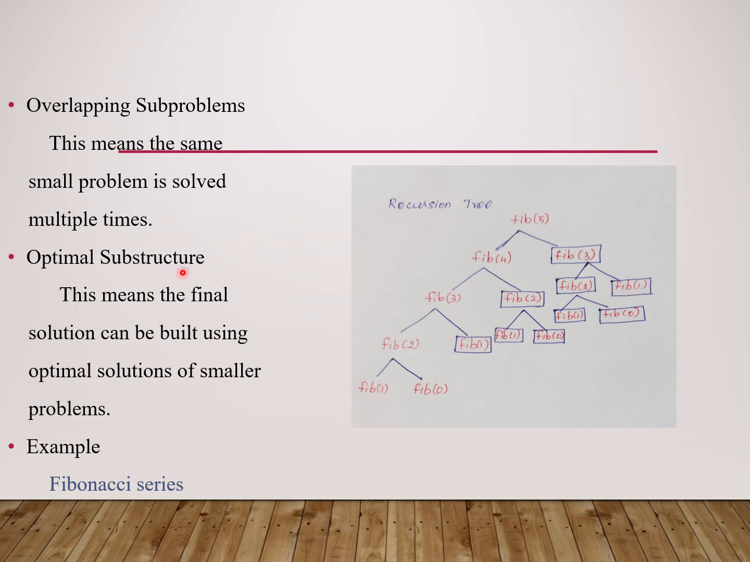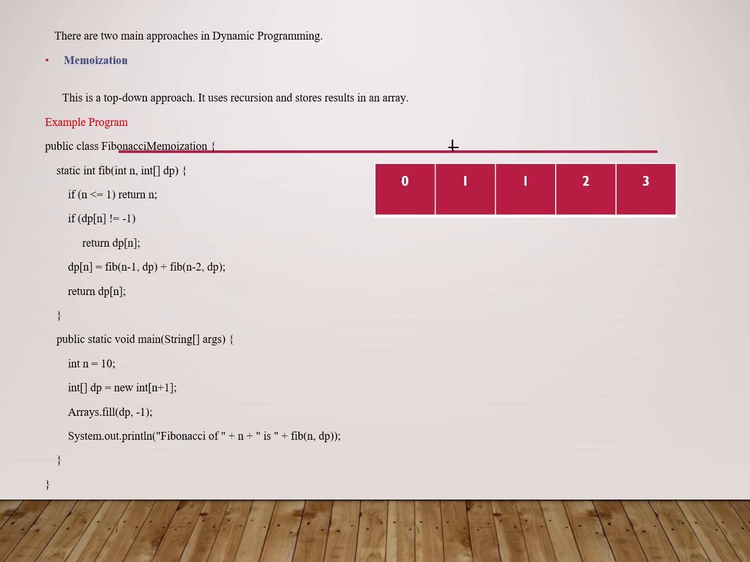Next, optimal substructure. In optimal substructure, the final solution should be calculated from the optimal solutions of the subproblems. Here, fib5's optimal solution is calculated from the optimal solutions of fib4, fib3, fib2 and fib1. There are two main approaches in dynamic programming. First one, memoization, and next one is the tabulation method.